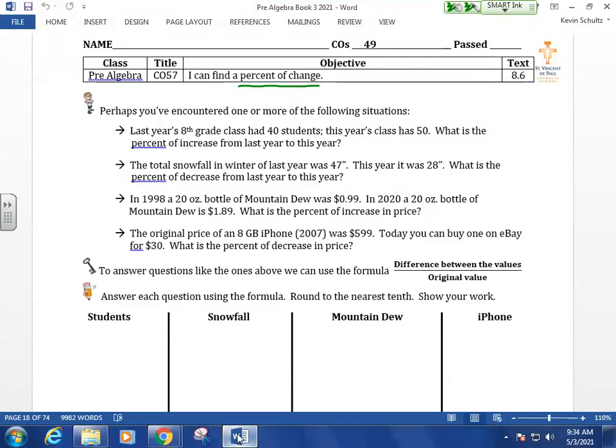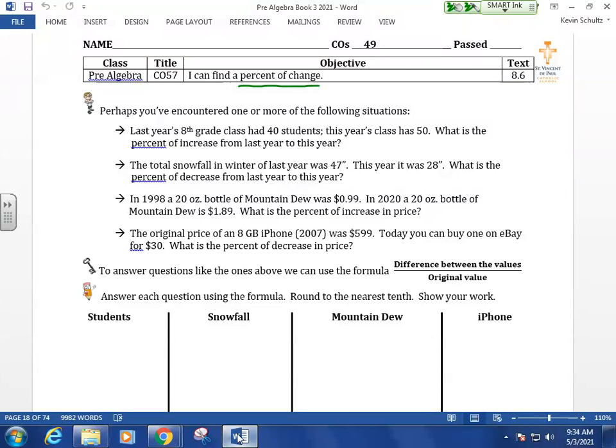And what we're looking for here is we are not looking to increase or decrease a value by a percentage, like in 54 and 55. What we're looking for here is what percent did the values change? What percentage did it increase? What percentage did it decrease? So it's kind of the opposite of what we did in 54 and 55. So for examples, we'll go over all of them.